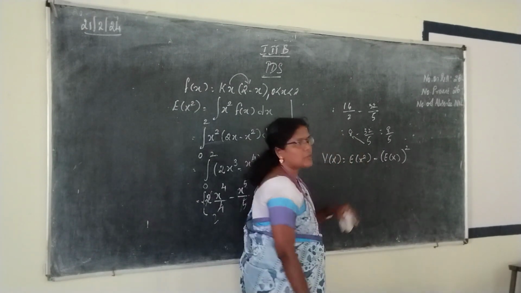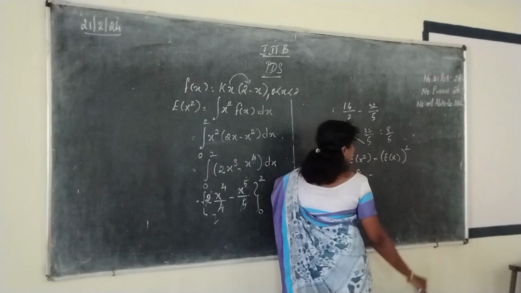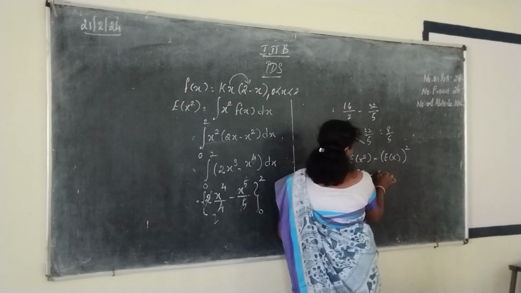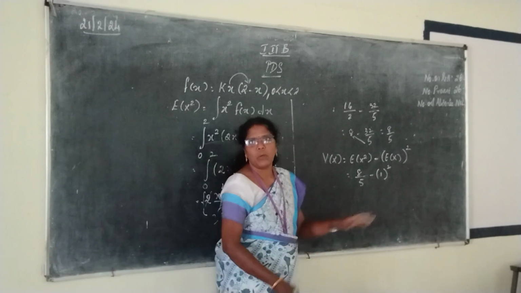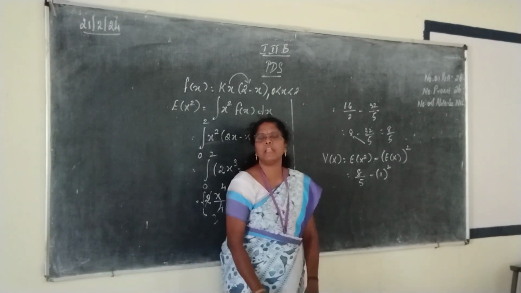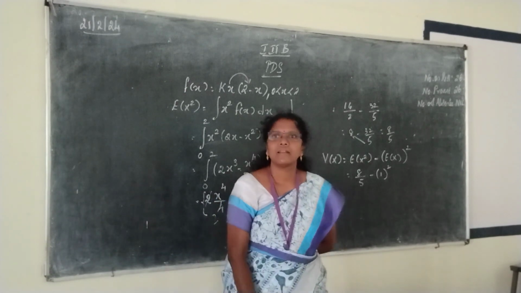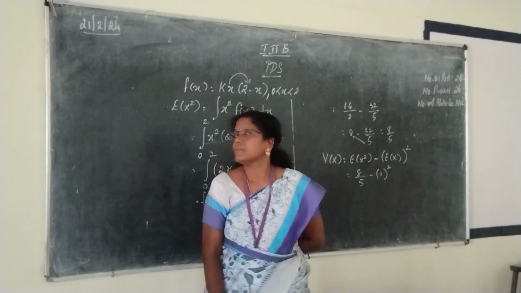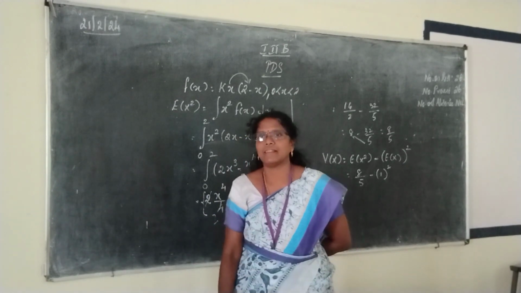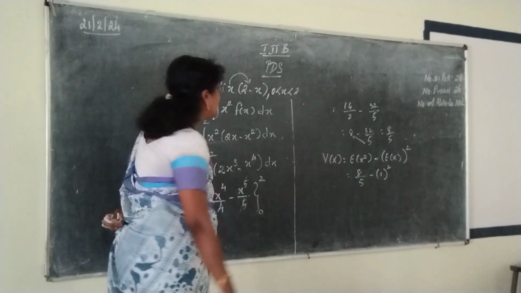So E of x square is 8 by 5 minus what is E of x, ma'am? Say louder. 1. So it will become 1 square. 1 square is 1 itself. Any doubt, girls? Correct? What is the k value, ma'am? 3 by 4.